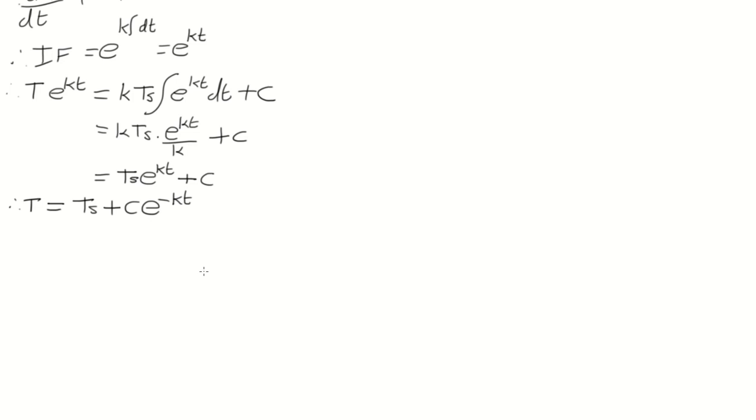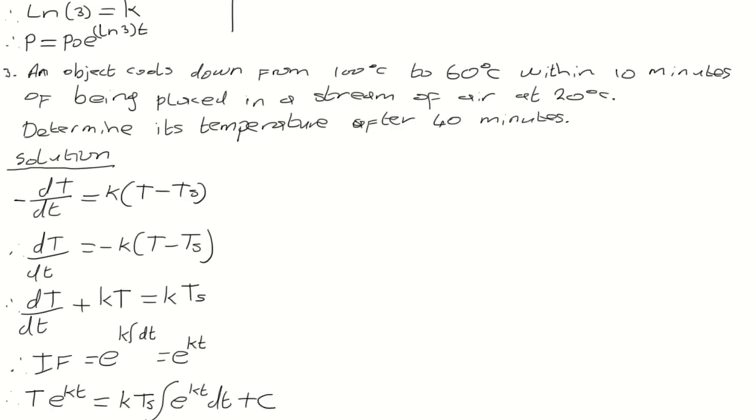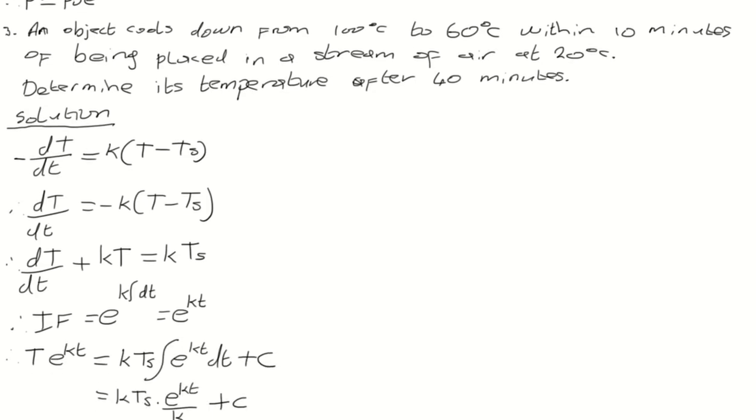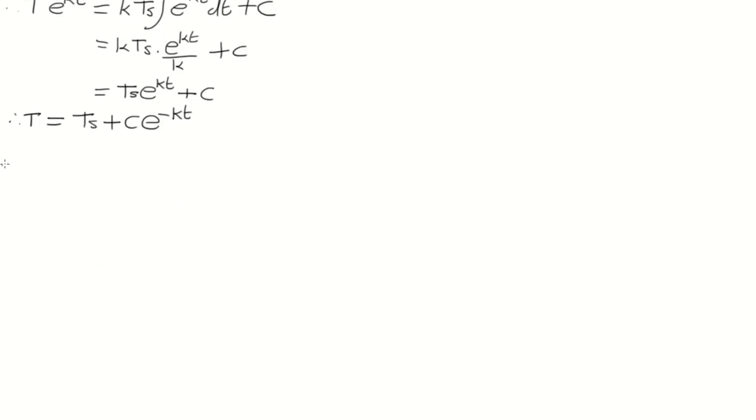So now we have to go back into this story that they gave us. They say an object cools down from T naught, when time is equal to 0. T for temperature. Temperature is 100 degrees Celsius. 10 minutes later it's 60. They say T is equal to 100 degrees Celsius when t is equal to what? 0. What are they using? Minutes. Therefore, let me say 0 minutes.